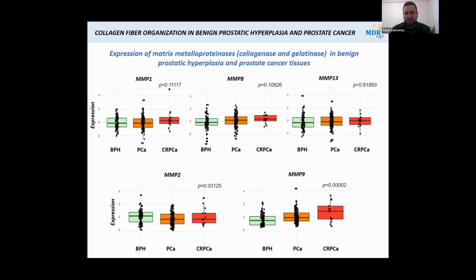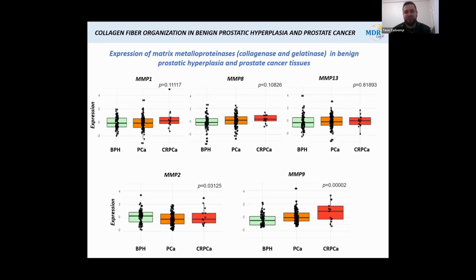We study MMPs because they are a group of enzymes responsible for collagen and other protein degradation in the extracellular matrix. This data demonstrates that prostate cancer tissue was characterized by a significantly higher gene expression level of MMP2, but lower MMP9, compared with benign prostatic hyperplasia. But it's only virtual data.